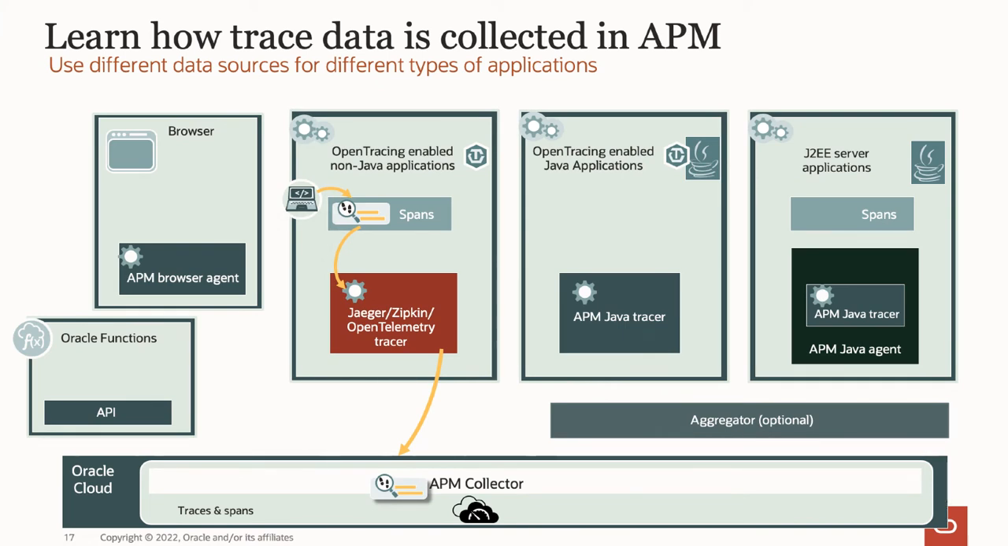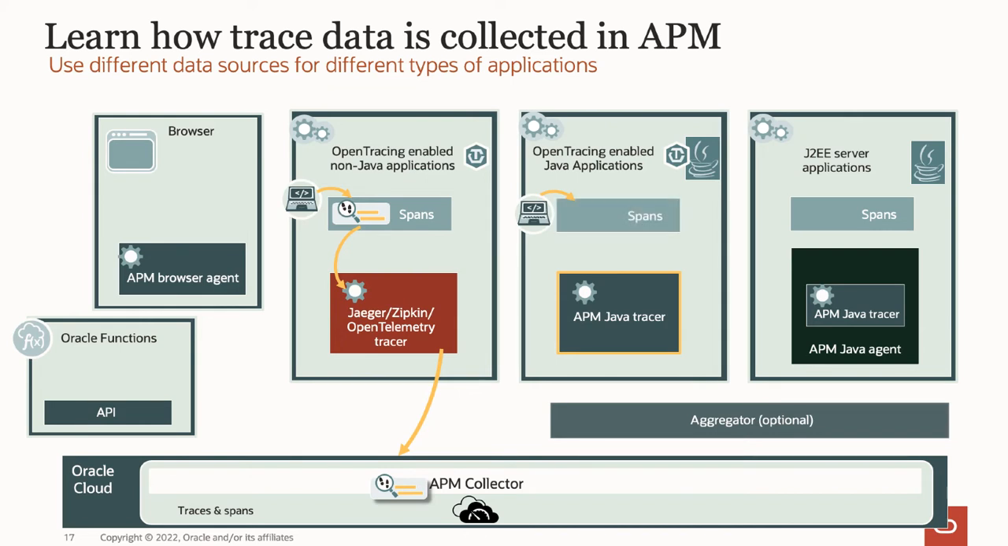But you may also have a Java application with open tracing enabled, such as Helidon-based microservices. In that case, APM has its own tracer dedicated for Java. So you can use the APM Java tracer to have additional information out of the box. So for example, if the application is deployed on a Kubernetes cluster in Oracle Cloud, it tells you which compute node a pod is actually running.